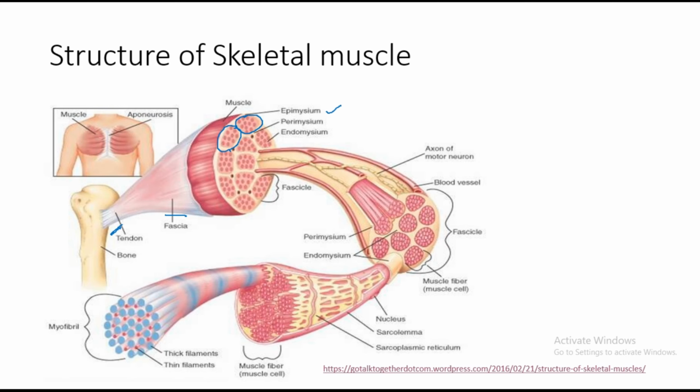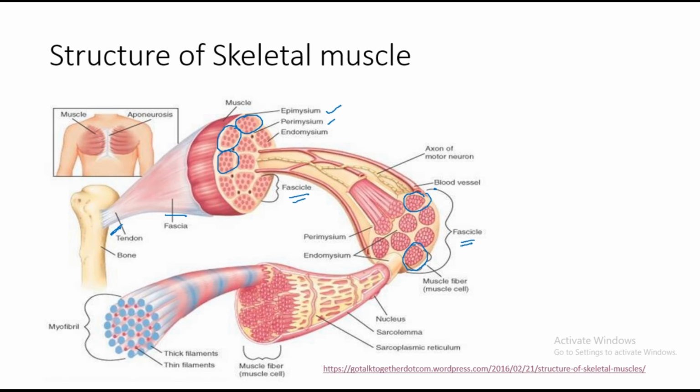There are a number of fascicles. Fascicles are bundle-like structures. This is the muscle fascicle. The muscle fascicle is covered by epimysium, a connective tissue fascia. Then perimysium, and endomysium. Endomysium is again the covering of the muscle fiber cell. So this is one fascicle.